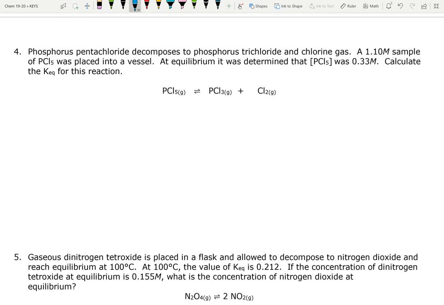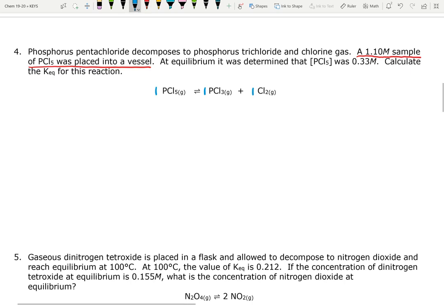First of all, we'll make sure that we balance the equation. Well, lo and behold, this is the same equation we just had. So we're going to use that same equation again, and we'll use the same KEQ expression again as well. However, there's a little difference in this one. It's telling us that at the beginning of this problem, a 1.10 moles per liter sample of PCl5 was placed into a vessel. That's it. And then it says at equilibrium, it was determined that PCl5 was 0.33.